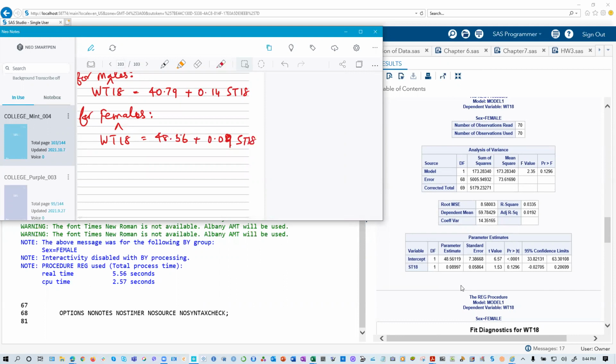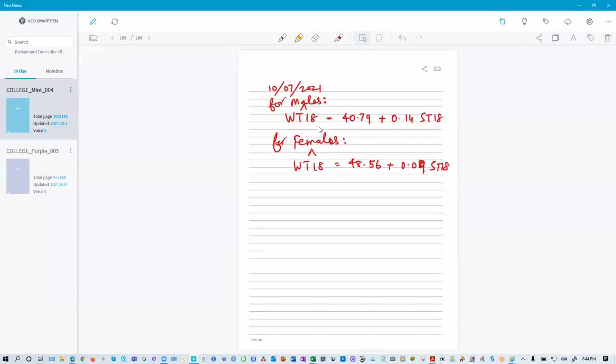This one, 56, for male and female. You can write the equations like that. The model. If you want to put the model, you're going to take this out and put the error term, if you want to put the model.